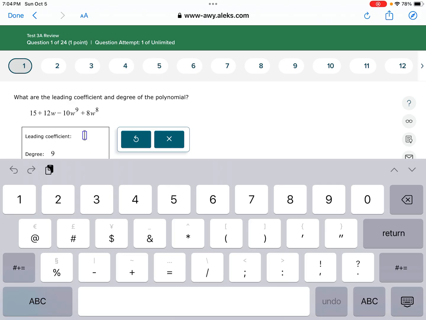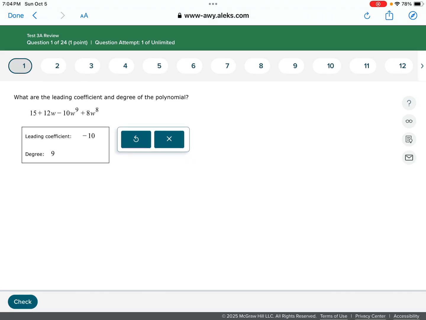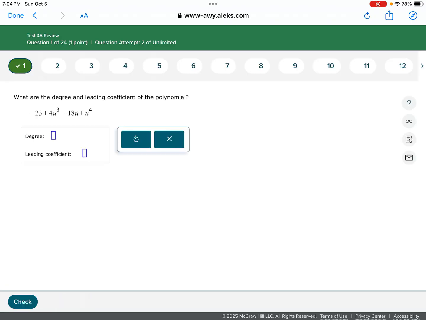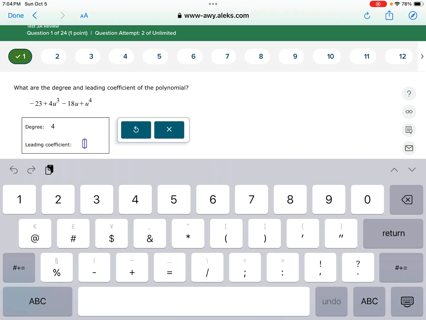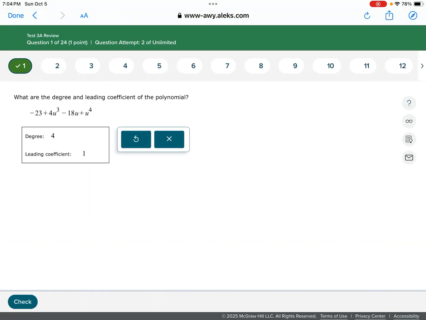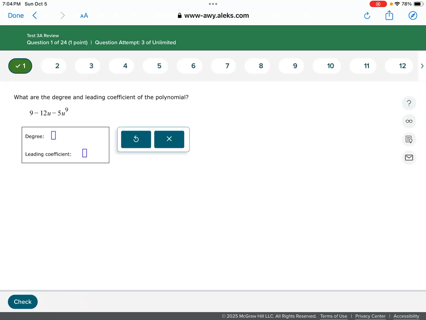So in this case, that's going to be negative 10. So that's the leading coefficient, and the degree is 9. We can check it, and there you go. If you need to keep trying more, keep trying more. For this one right here, the degree would be 4, since that's the largest degree here, and the leading coefficient would be 1, since the coefficient of that term is 1. And there you go. So keep trying as many as you need to.